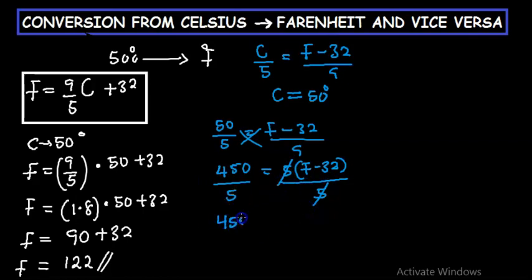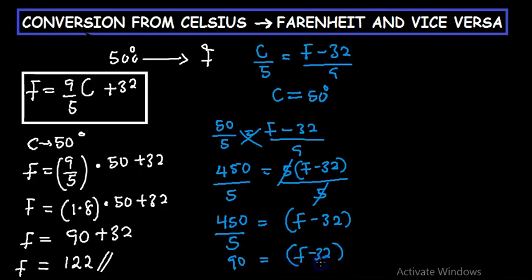So 450 divided by 5 is simply going to be 90. Still, this is going to be F minus 32. So let's make F, which is Fahrenheit, the subject of the formula. At the left hand side here we have 90, and this 90 is positive. If we move it to the right hand side, it's going to be negative. Initially we have negative 32, negative 90 is simply going to be positive. In this case, 32 plus 90 is simply going to be 122.